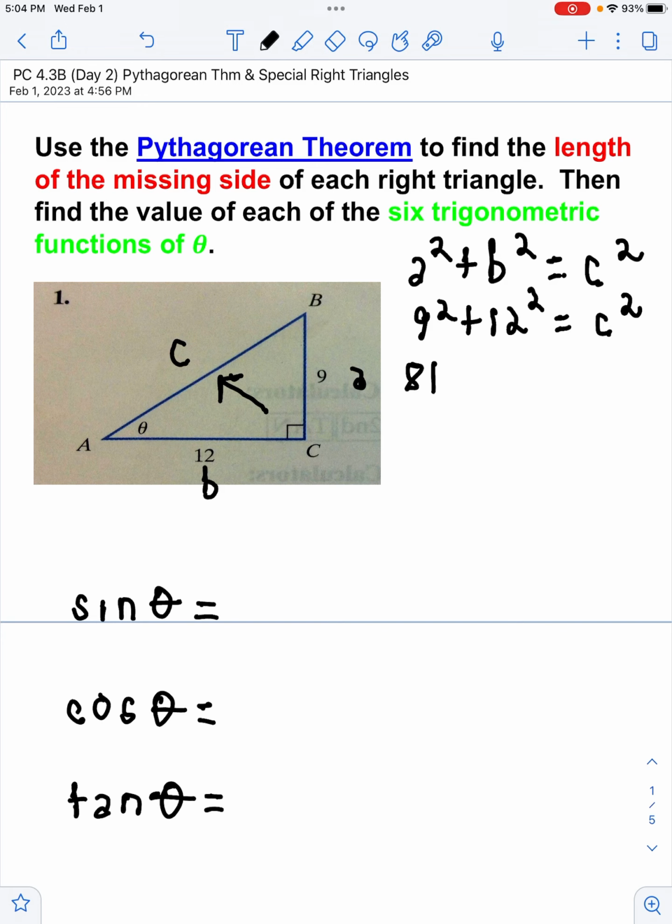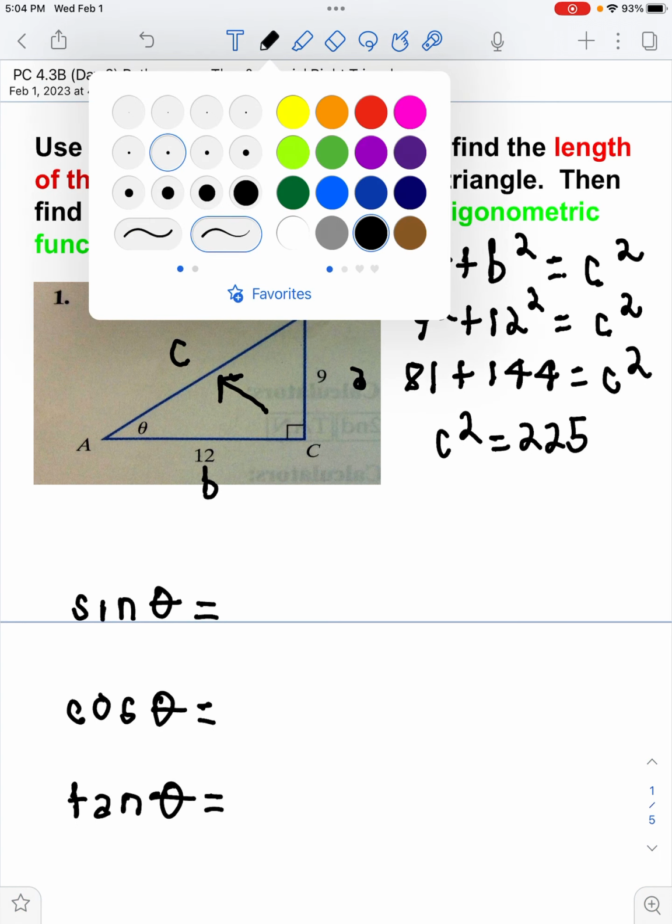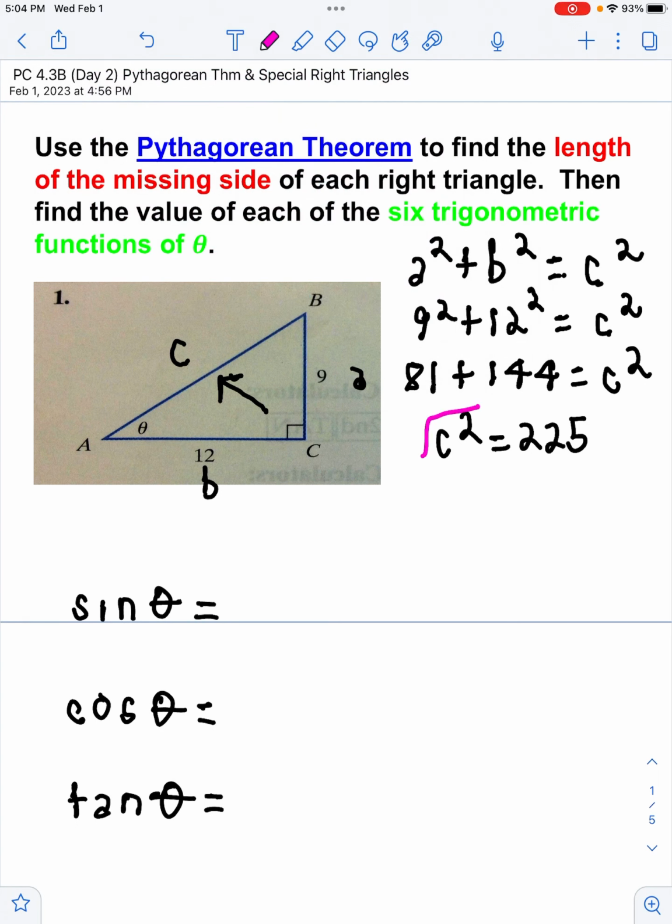Of course, 9 squared is 81, and 12 squared is 144, so that gives us a sum of 225. And we would use the square root to find the value of c, which of course is 15. So the missing hypotenuse here is 15.